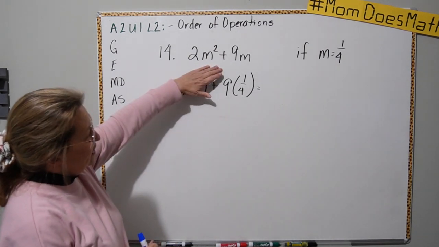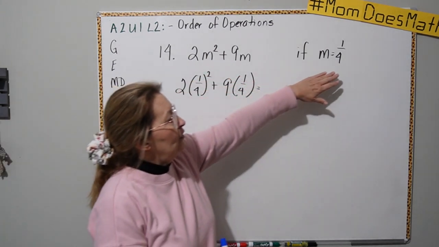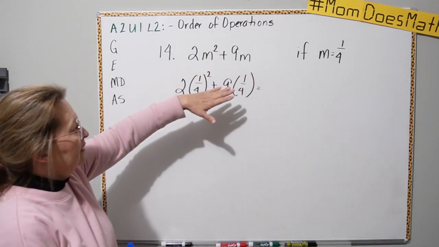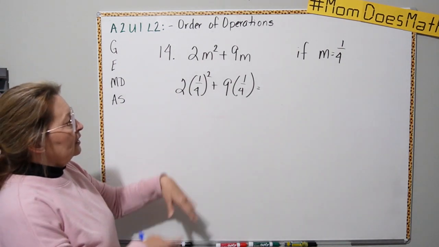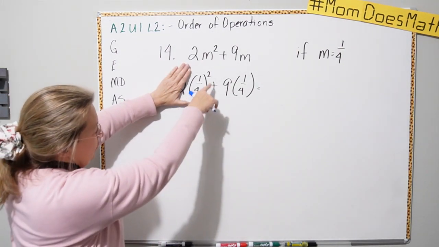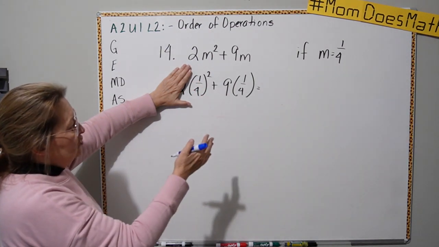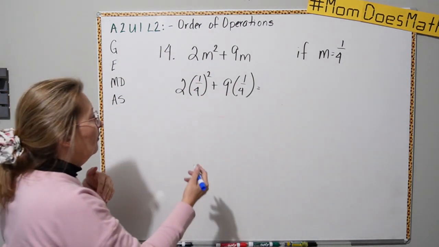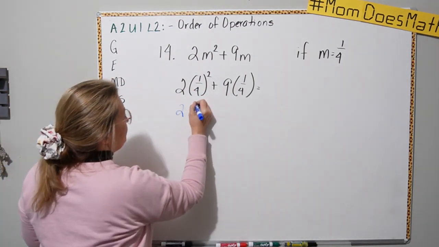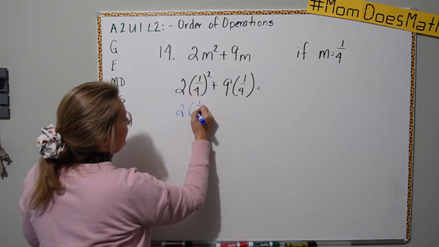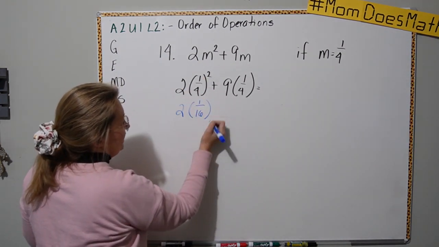And here's number 14. We're going to fill in 1/4 for the m's, which I've done here. So let's start to simplify. First, we want to get the parentheses. So 1/4 squared, that means you square the numerator and the denominator. So what we have is 2 times 1 squared is 1, 4 squared is 16.